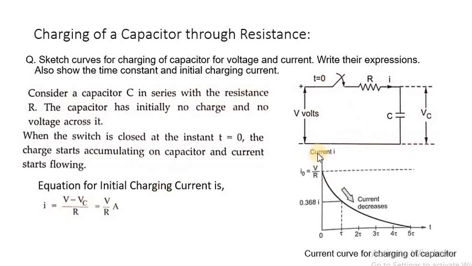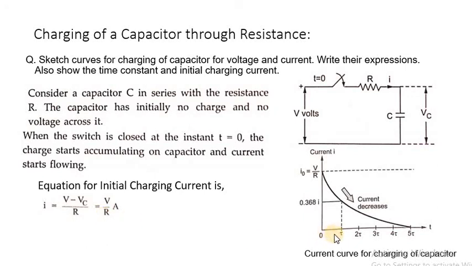So let's see the current I graph, that is called the charging current curve. So this is called the charging current graph of RC series circuit. So at t equal to 0, the current I flowing through the circuit is maximum. Why maximum? Because VC term equal to 0. As VC term equal to 0, what is the magnitude? The magnitude is V by R ampere.